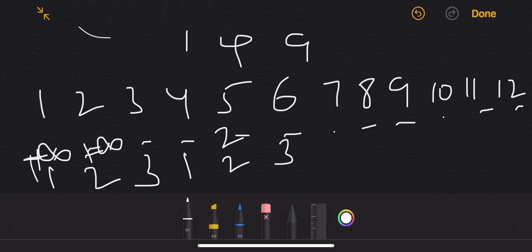Similarly for 7, what are the nodes which can lead to 7? 7 minus 1 is 6, and 7 minus 4 is 3. What are the number of hops? 3 already had 3, and 6 had already 3 hops. So no matter which we take, we can go to 7 in 4 hops.